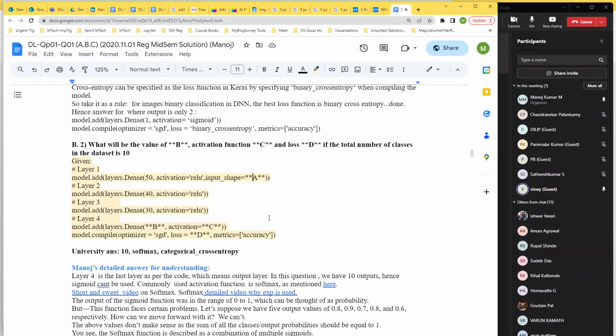Input layer has 3072 nodes, no? Yes. So this is a dense layer of 50 nodes, and the input having 3072 is connected to all the 50 nodes. That's the meaning of this one.